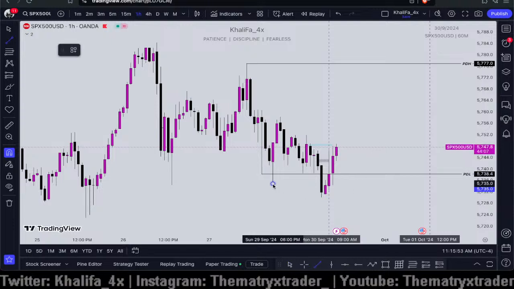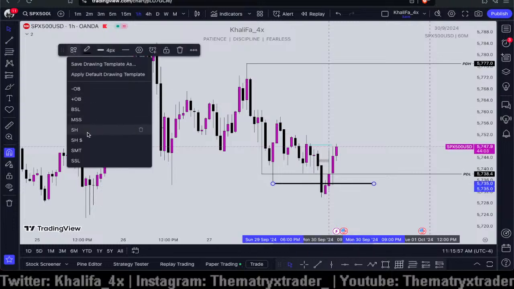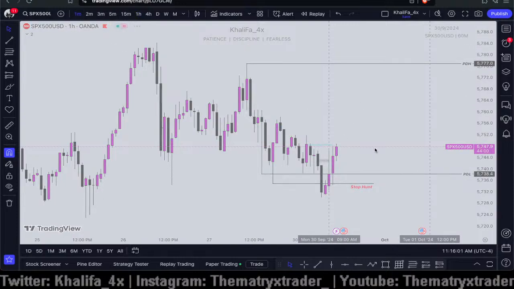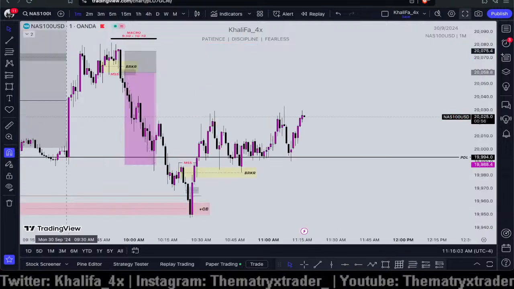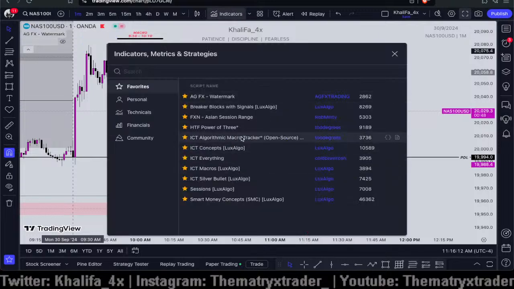Now you see this is acting as a stop hunt, right? We'll be looking for the higher prices, and this is the same thing. No, this is not my personal indicator, bro. This is the indicator by 2 Degree.